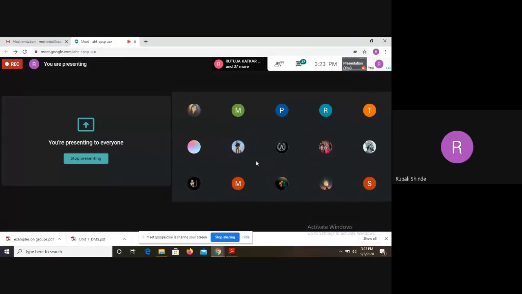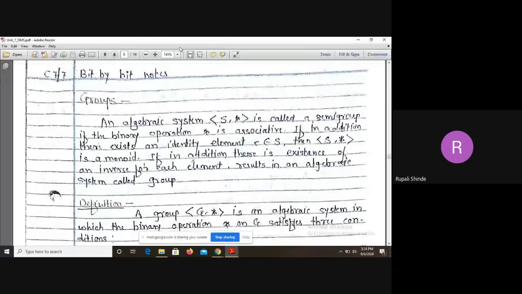Closure and associativity. And for monoid, closure, associativity, and identity. So here a group contains one more property in addition to monoid, and that property is the inverse property. So a group must satisfy first closure, second associativity, third identity, and last the inverse property. If an algebraic system satisfies all these properties, then it is called a group.